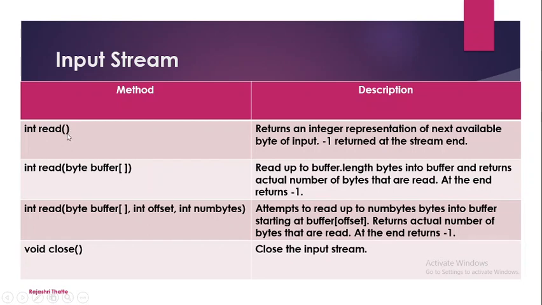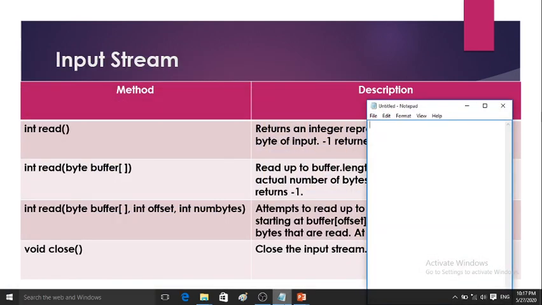What does it mean? First, it is an instance method, so we need an instance to call this method. It has no parameter. The return type is integer. It is used to return an integer representation of the next available byte of input. As we know, this input stream class is under the byte stream classes, meaning we are reading data byte by byte. So when by using an object we call this method, for example, obj is my object of a class, suppose file input stream or object input stream, whatever it is, obj is an object of one of the derived classes, and I am calling the method read.